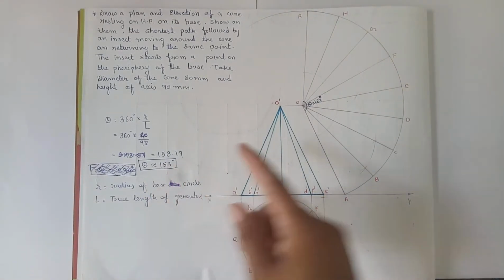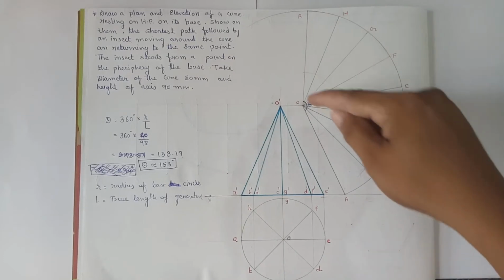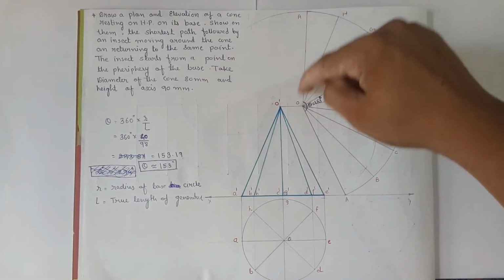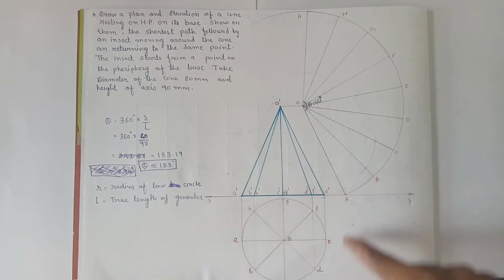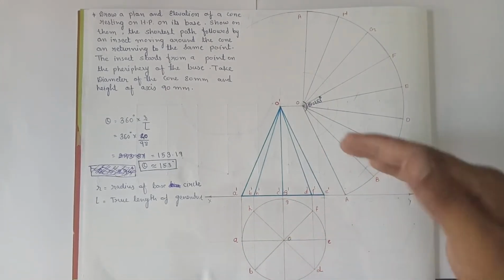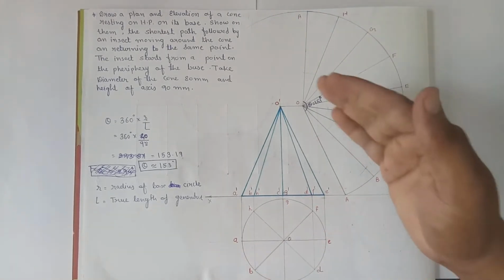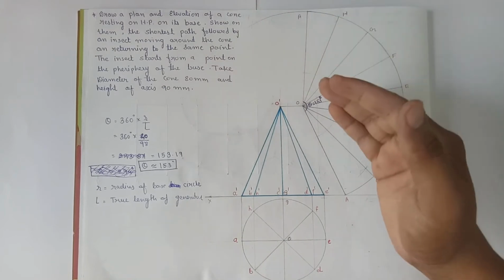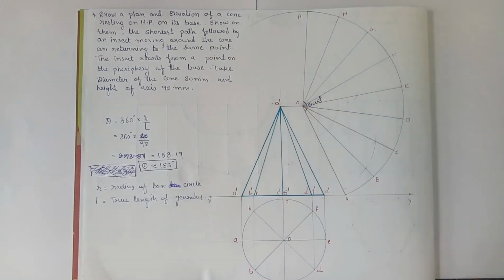So theta is equal to 153. Measure this angle and now divide this angle, that is OA, into 8 equal parts to show the development of the cone by using the generators. So here we are going to show the 8 generators, by dividing this angle into 8 equal parts.